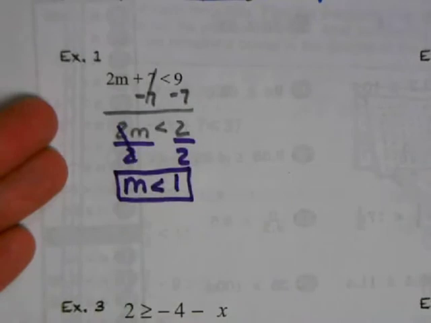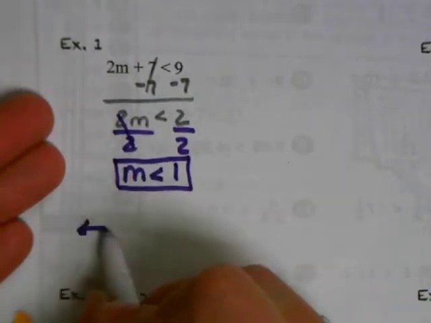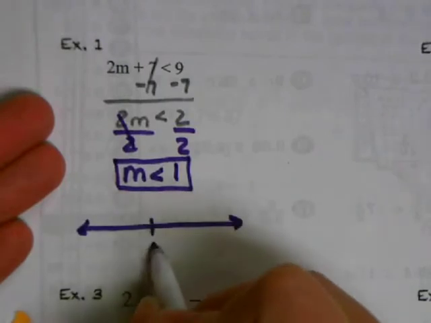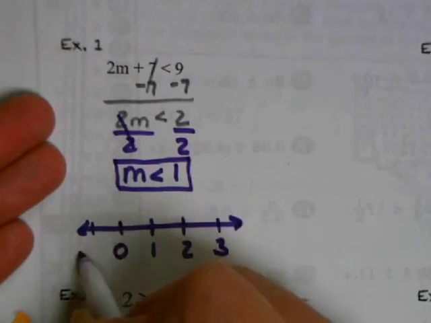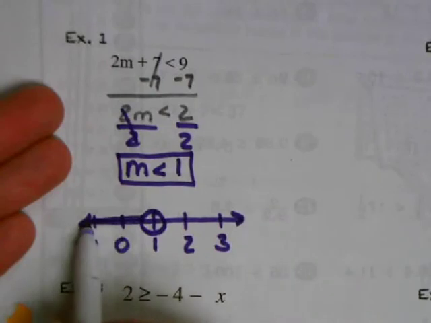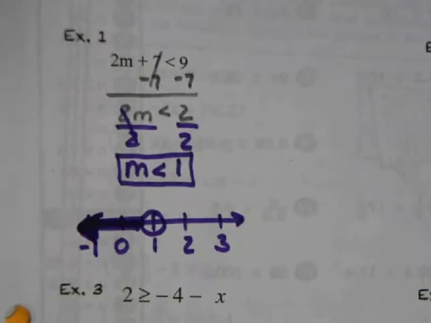Okay. Now if we were to graph the solution to that, what would it look like? Let's do a quick number line. M is less than 1. So here's 1. Here's 2, here's 3, 0, maybe a negative 1 on there. If m is less than 1, it can't be equal to 1, right? Open circle. And it's anything that is less than 1. That way. So that would be our solution.